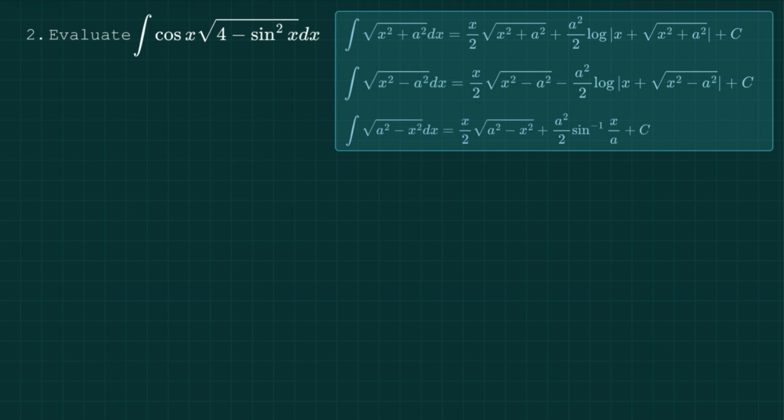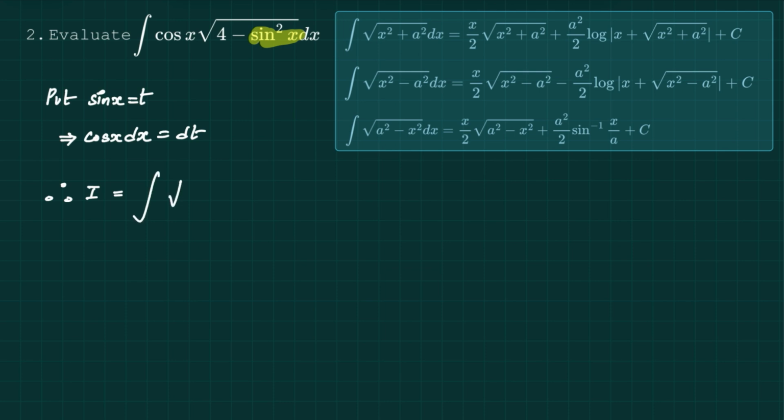Question 2. Evaluate the integration of cos x into square root of 4 minus sin square x. So here also the derivative of sin x is cos x. So at first we will assume this sin x to be t. So let us put sin x equals t, and on differentiating we have cos x dx equals dt. Then my integral becomes integration of square root of 4, that is 2 square, minus sin x, that is t square, and cos x into dx is dt.